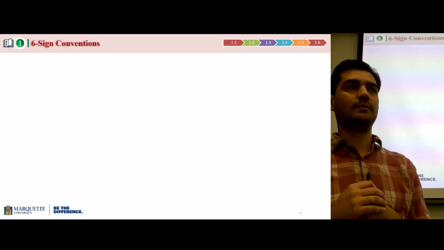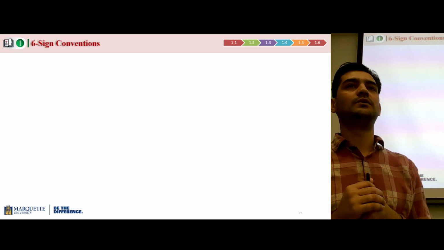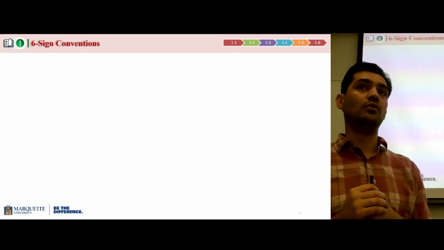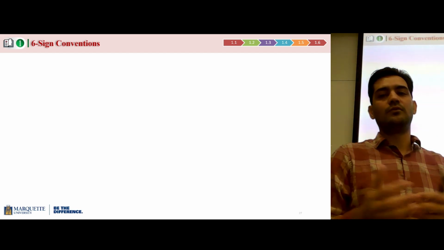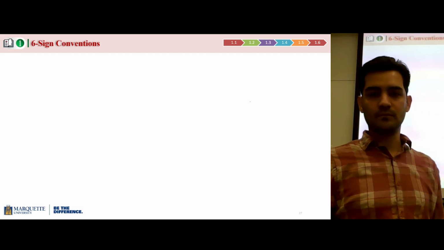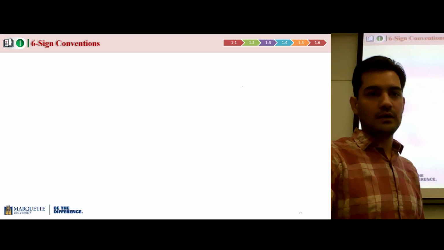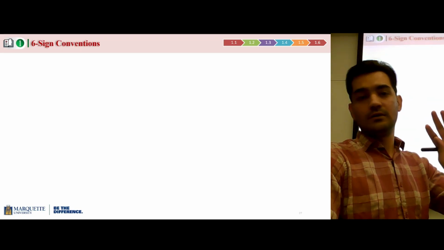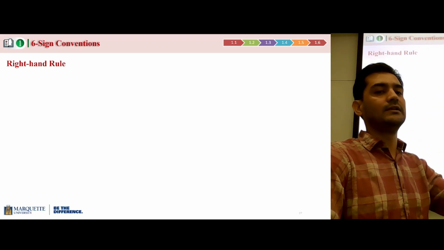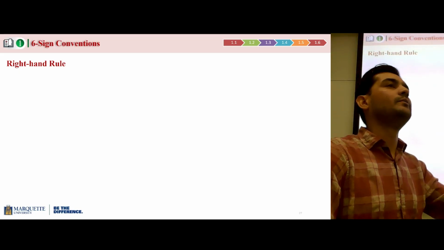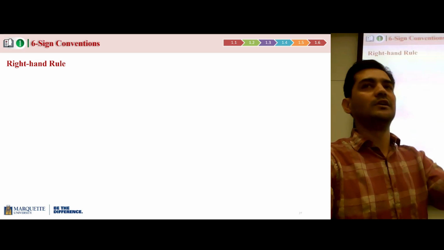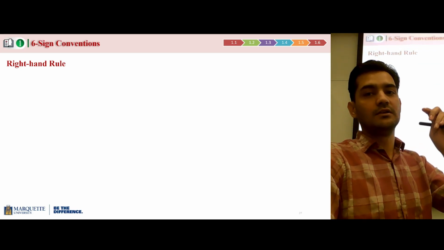But before that, this is the last topic, which is about sign conventions, because when you were doing calculations, you need to know which force is positive, which force is negative, which moment is positive and negative. So to do the calculation, you need to know. The most accurate way of determining the sign convention is the right hand rule. But we're not going to be using the right hand rule a lot.